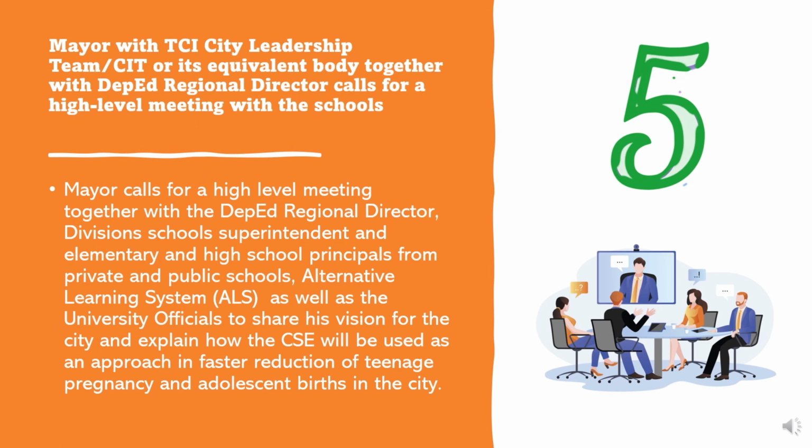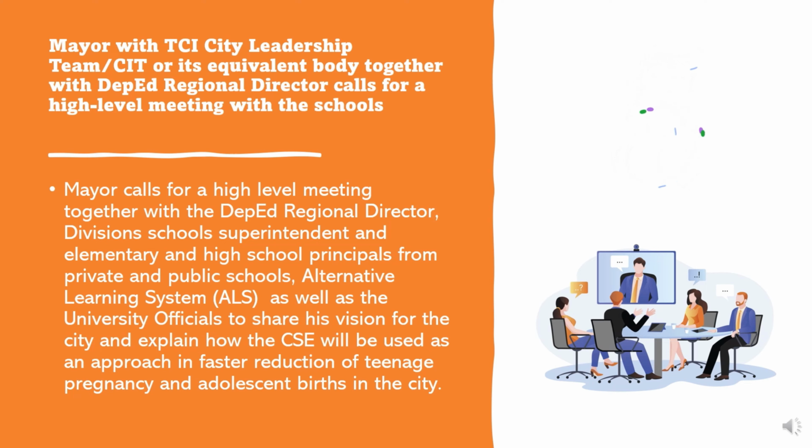Step 5. Mayor with TCI City Leadership Team, CIT or its equivalent body together with DepEd Regional Director calls for a high-level meeting with the schools. Mayor calls for a high-level meeting together with the DepEd Regional Director, Division Schools Superintendent and elementary and high school principals from private and public schools, Alternative Learning System, ALS, as well as the university officials to share his vision for the city and explain how the CSE will be used as an approach in faster reduction of teenage pregnancy and adolescent births in the city.